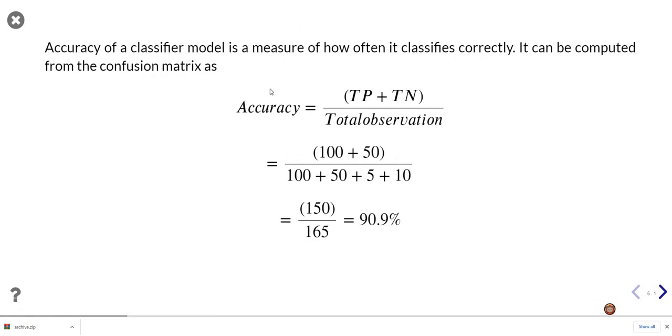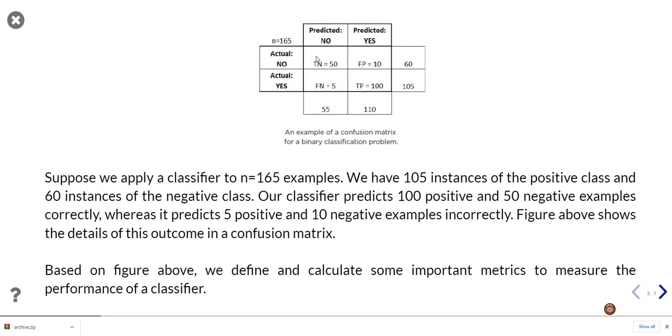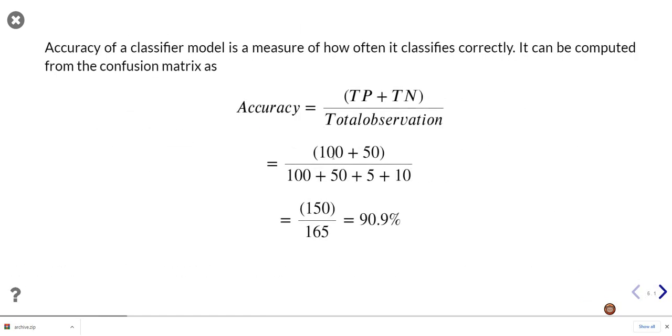So this is the formula. This is very, very important for you to actually memorize. The accuracy is you take the true positive plus the true negative over the total observation. So what was the true positive? True positive is 100, true negative is 50, over total observation is 165, right? So you get the accuracy of 90.9. So this is how you calculate the accuracy. So this is very, very important, but it's quite simple. If you know how to extract it, it's very, very simple.